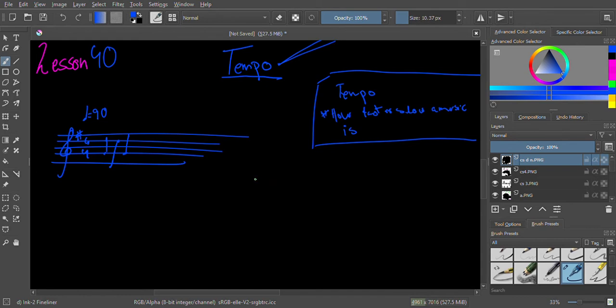And what does this mean? Well, this is a reference to a metronome. That means that each quarter note, if you were playing a string of quarter notes, should occur 90 times a minute, sorry, 90 times a minute. So this is in fact 90 BPM, beats per minute.